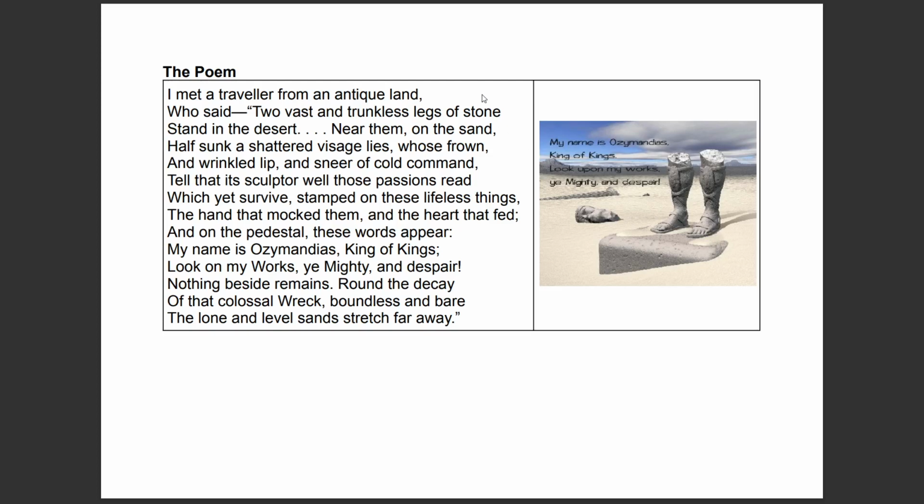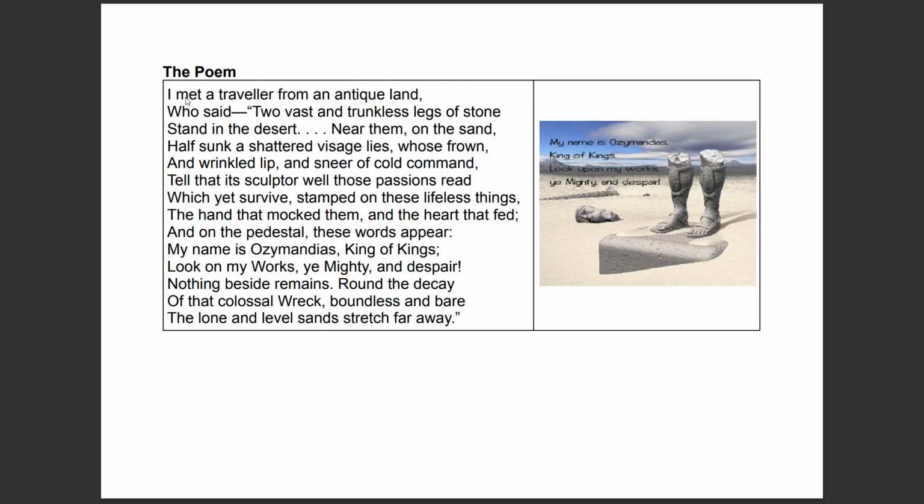Okay, so let's go through the poem now. So notice it starts in the first person. So this is the narrator, possibly the poet himself. It doesn't really matter in this case, but see that most of the poem is then told in the third person in between these speech marks.